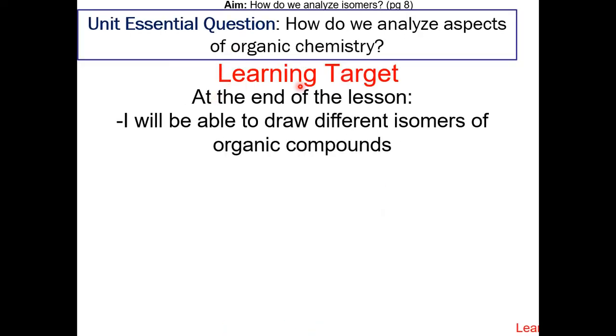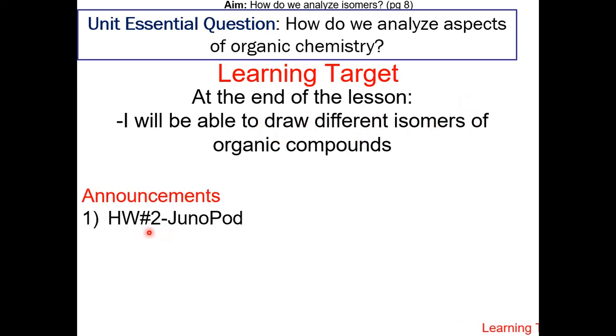Learning target: at the end of the lesson, I'll be able to draw different isomers of organic compounds. Homework number 2 will be a Juniper based off this lesson.